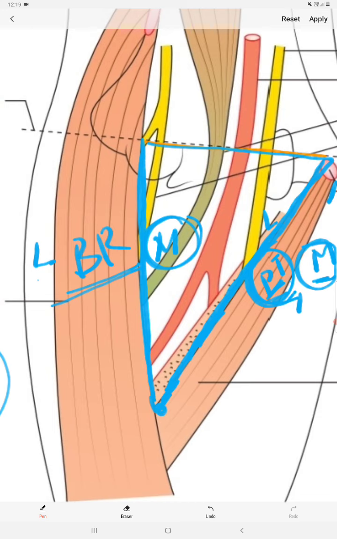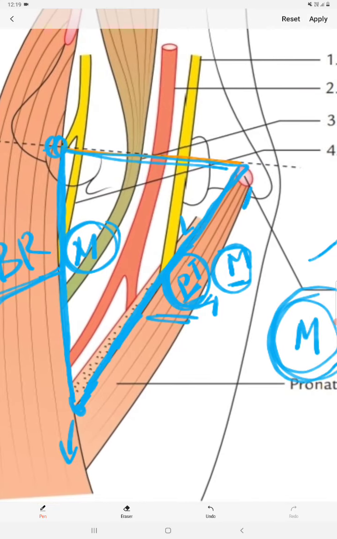The apex is pointed and facing downwards here, and it is formed by the meeting point of the brachioradialis muscle and the pronator teres muscle. And for the base, here we can see the lateral epicondyle on the lateral side and the medial epicondyle on the medial side. An imaginary horizontal line joining the medial epicondyle and the lateral epicondyle is called the base of the cubital fossa. Understood? So these are the boundaries of the cubital fossa: medial side, lateral side, base and apex.